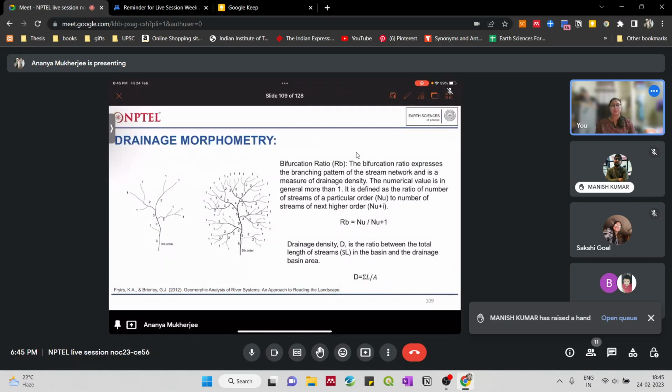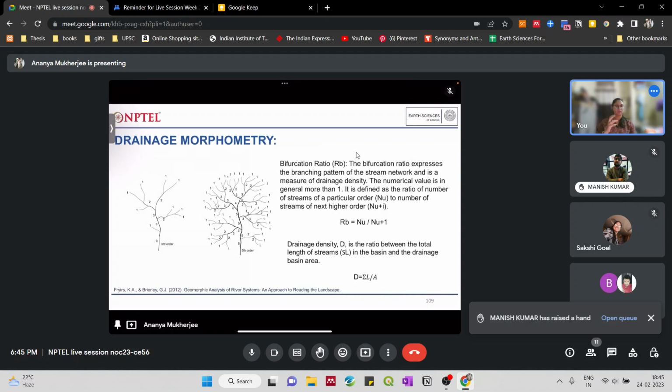So, drainage morphometry. These are a few quantitative analyses which explain the drainage evolution, or the stage at which the drainage basin is evolving. We went through this in the previous session also, but now I will explain how you can numerically understand the bifurcation ratio and how it differs.